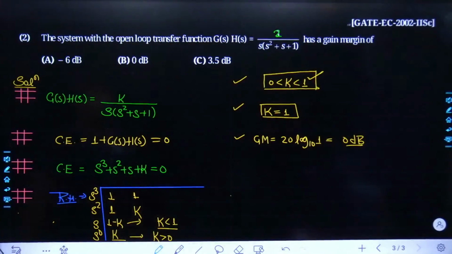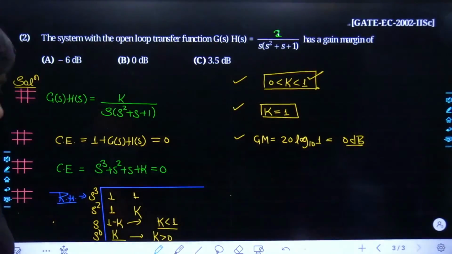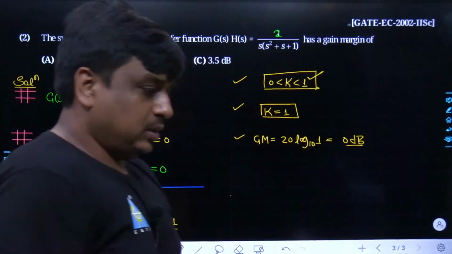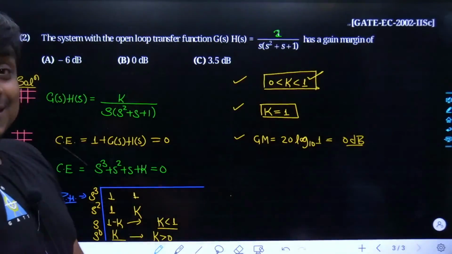Now if I calculate the gain margin, would the value in dB be greater than 1, or lesser than 1, or 0? Tell me. It will be negative, says Amit Kumar. Obviously it would be negative.